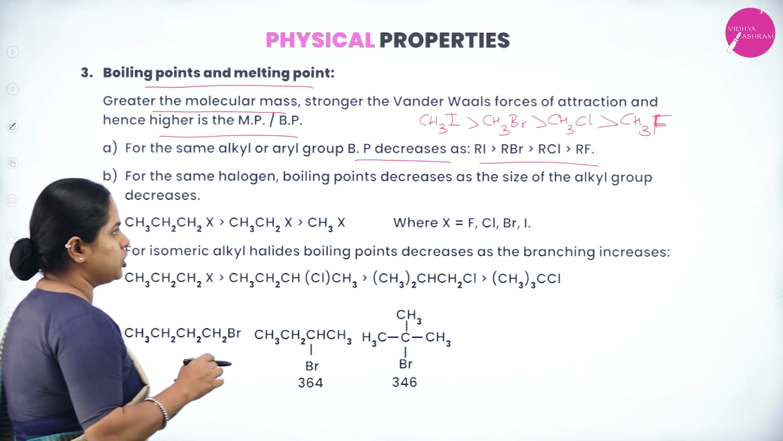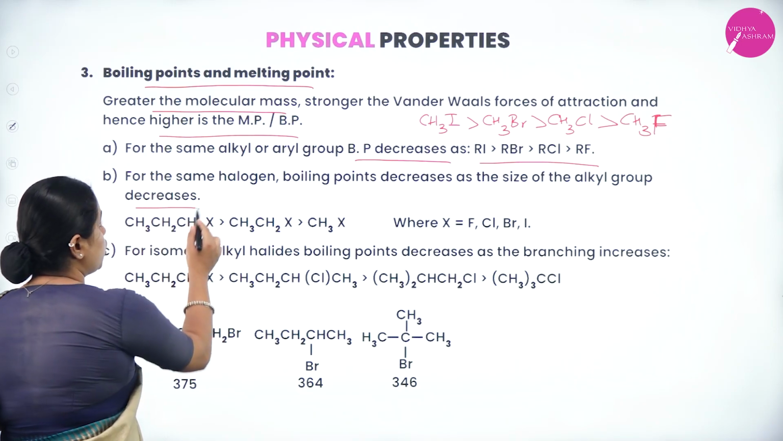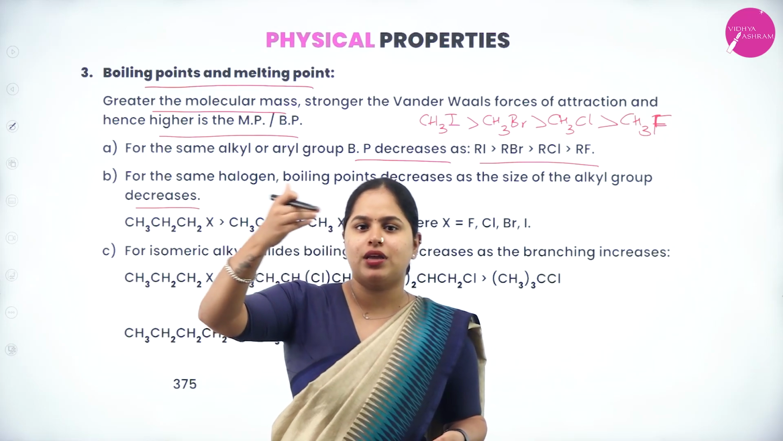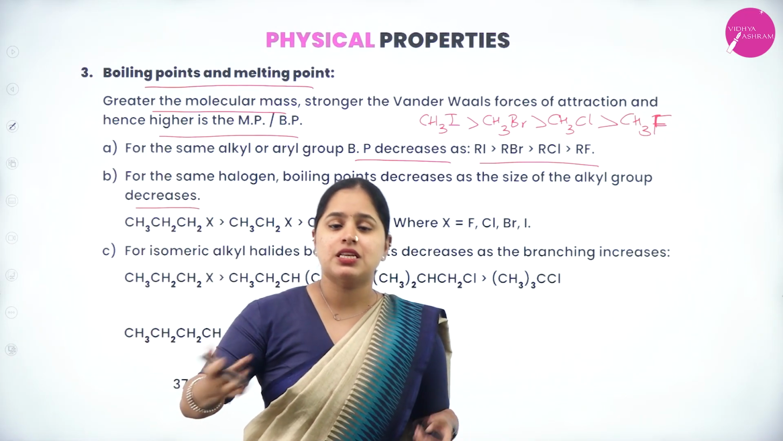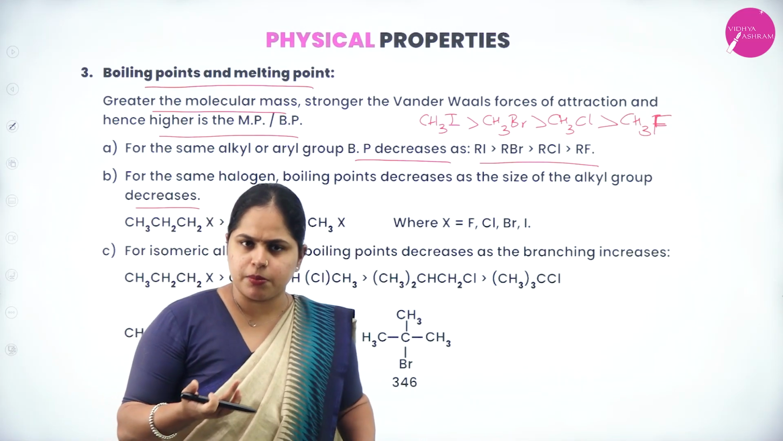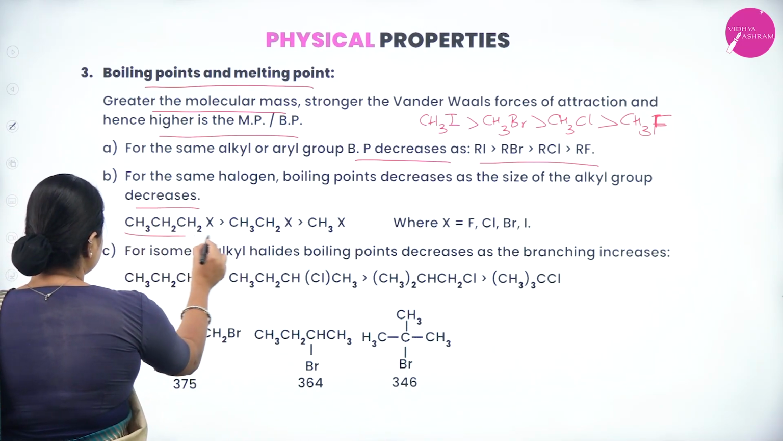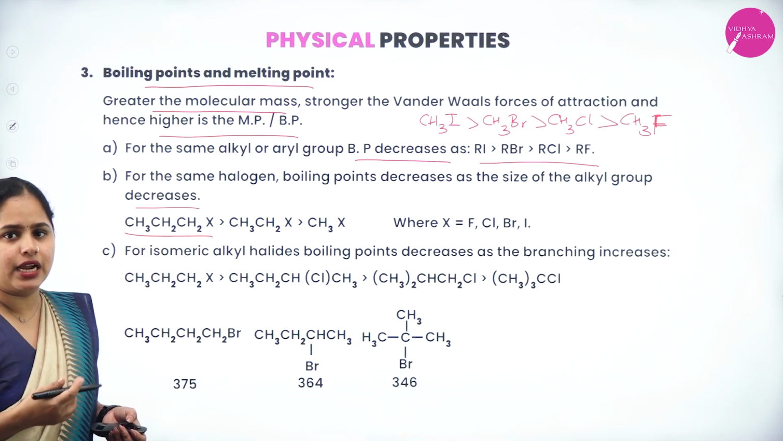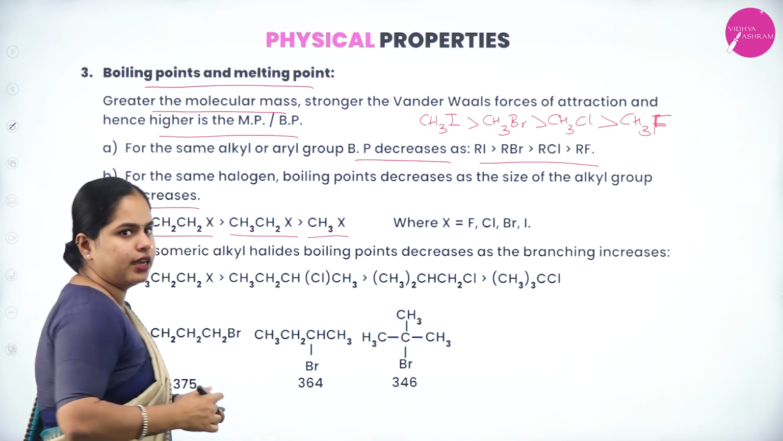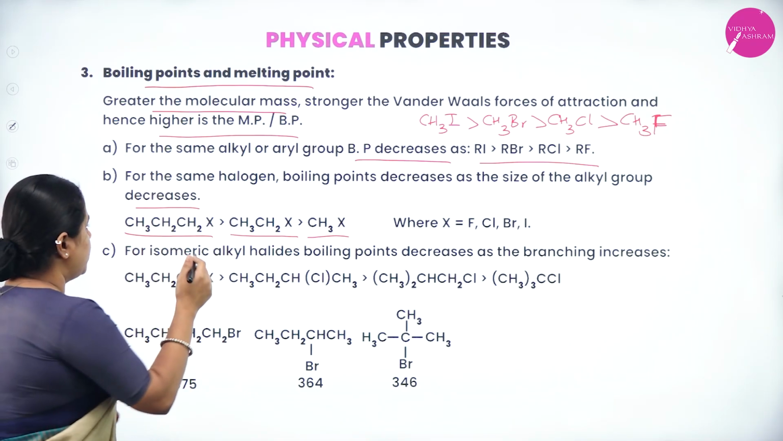Next, for the same halogen, boiling point decreases as the size of the alkyl group decreases. That means when the size of the alkyl group is increasing, from methyl to ethyl to butyl, the size increases, the number of carbon atoms increases, molecular mass increases, hence the boiling point also increases. If we consider CH3, CH2, CH2X, this is propyl halide, this is ethyl halide, this is methyl halide. In the first case the alkyl group was the same and the halogen was different. Now the halogen is the same.